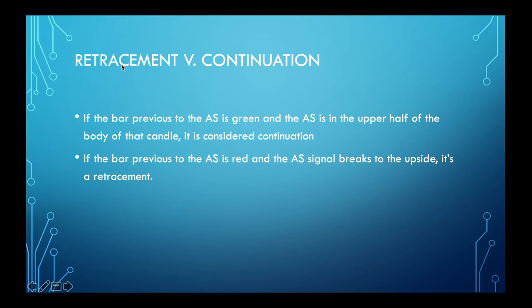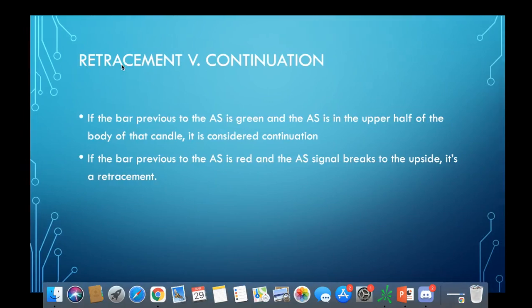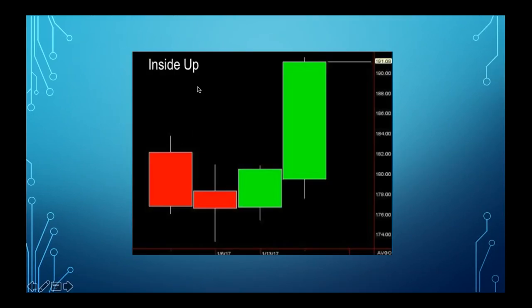Retracement versus continuation. If the bar previous to an actionable signal is green, and the actionable signal is in the upper half of the body of that candle, it's considered continuation. We'll see that with the measured move in a minute. If the bar previous to the actionable signal is red and the actionable signal breaks to the upside, it's a retracement. Why does that matter? Because when we look at range, in this case, we're retracing here, for example, because we're going back through previous range.